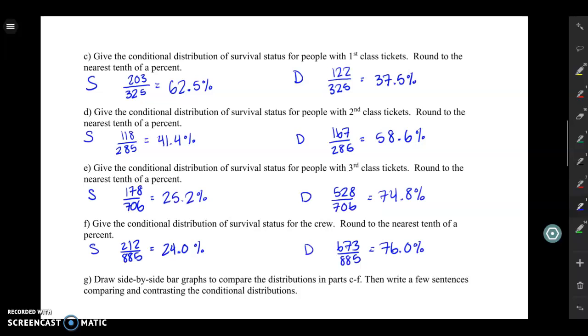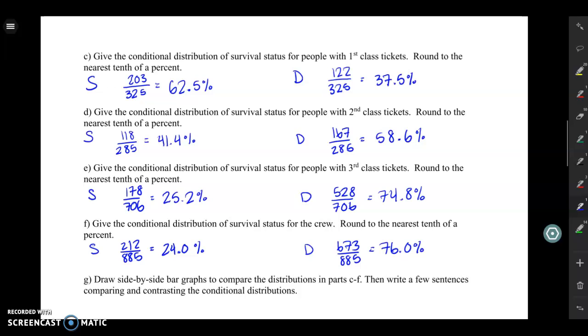You want to make sure that you are rounding correctly. With these, we're rounding to the first decimal place, so to the nearest tenth. If you made mistakes with your rounding, if your answers don't match mine, you're going to want to go back and correct those mistakes and make sure that you understand why you got them wrong.